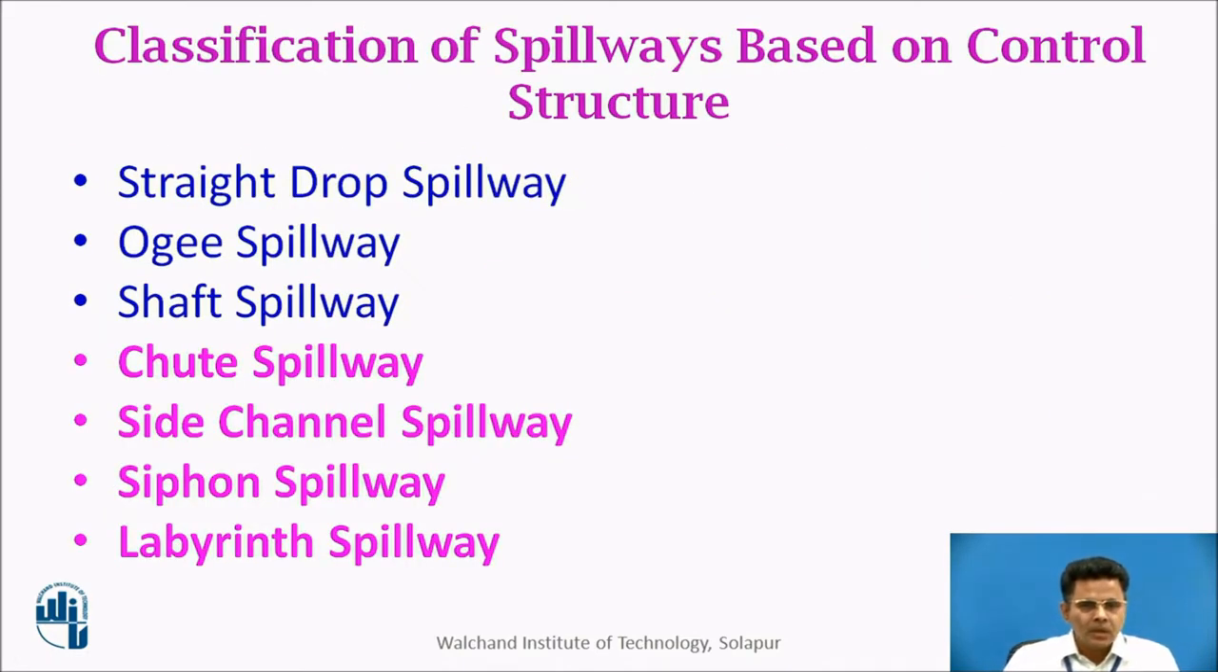Now, this is a classification of spillways based on control structure: straight drop spillway, ogee spillway, shaft spillway, chute spillway, side channel spillway, siphon spillway, labyrinth spillway. In this video, I will be discussing these four: chute spillway, side channel spillway, siphon spillway and labyrinth spillway. These three spillways are discussed in another video.